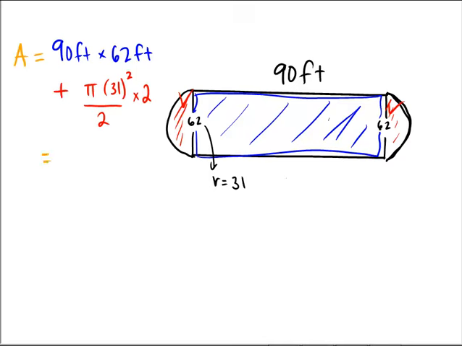So hopefully you got something similar, and if we put this into our calculator, we'll end up getting 90 times 62 plus 3.14 times 31 squared divided by 2 for the semicircle, but then multiplied by 2 because there are two of them, and it looks like we got a big answer this time. Hopefully you got a big answer of 8,597.54 feet squared. Hopefully you got the same answer I did.